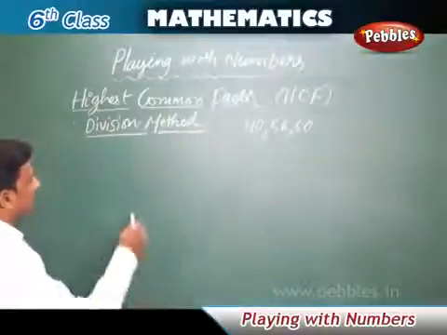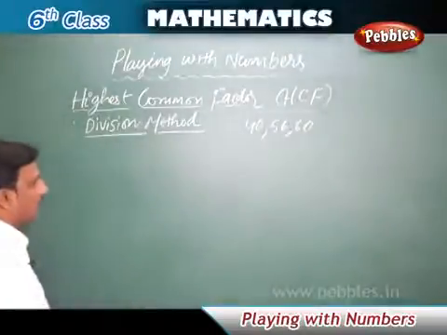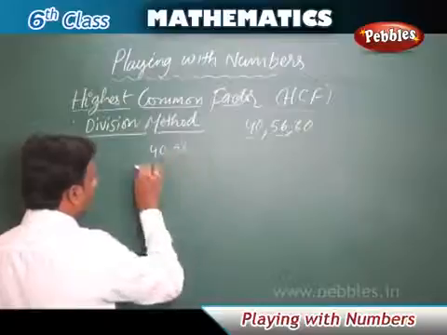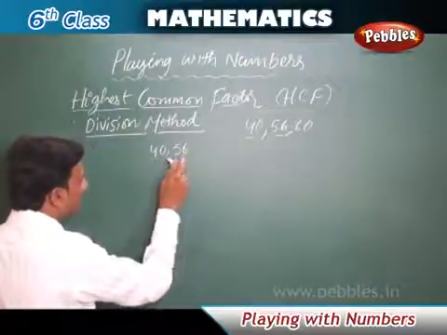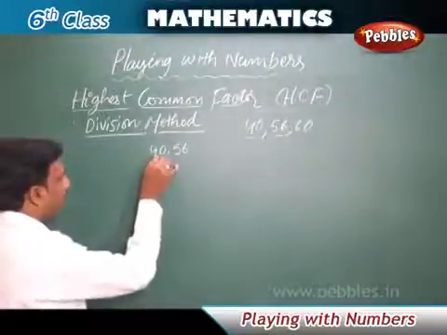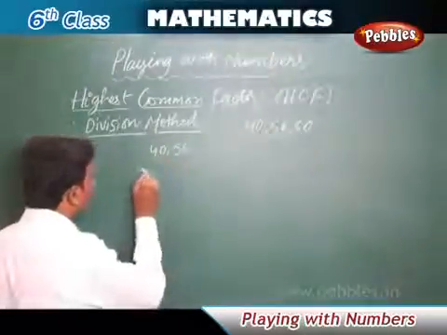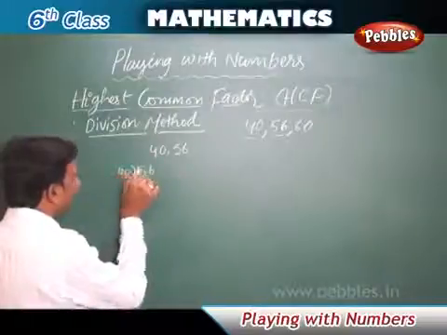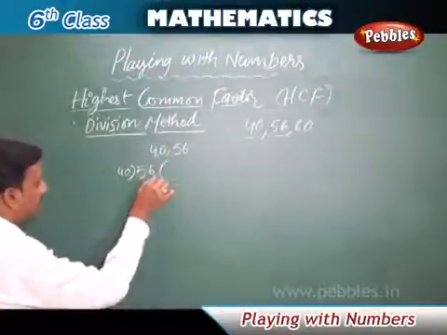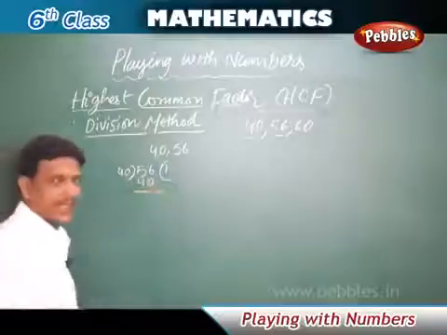Now let us find the HCF of 40, 56 and 60 using the division method. Let us take the first two numbers, 40 and 56. After finding the HCF of these two numbers, we can find the HCF with the other number. In the division method, first we divide the bigger number by the smaller number. We have taken the bigger number 56 here and 40 here. Now carry out the division till we get the remainder 0.